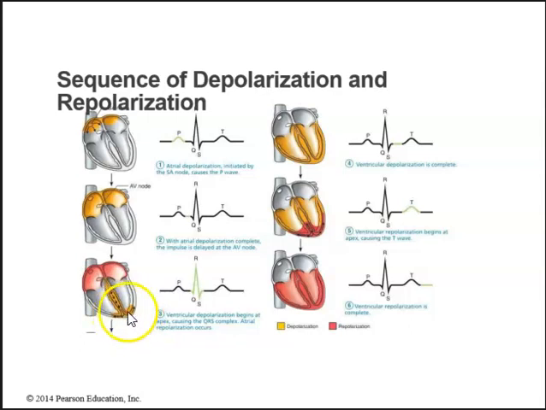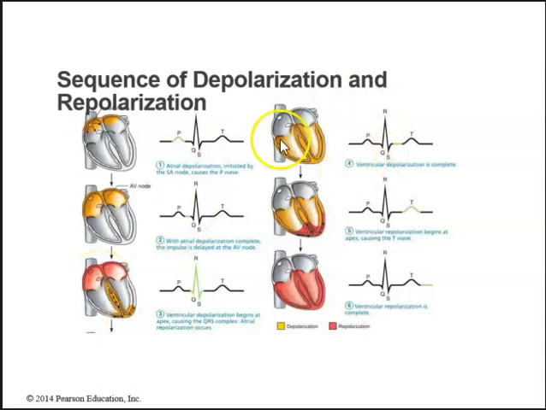Now, while this is occurring, we have repolarization of the atria. What does that mean? We have relaxation of the atria to fill with blood so that they can push more blood into the ventricles. So right now, the QRS complex is representing ventricular depolarization or ventricular contraction, meaning the blood is being pushed towards the great vessels, either the pulmonary trunk on the right or the aorta on the left. And while that is occurring, we have repolarization of the atria so that they can fill with blood.